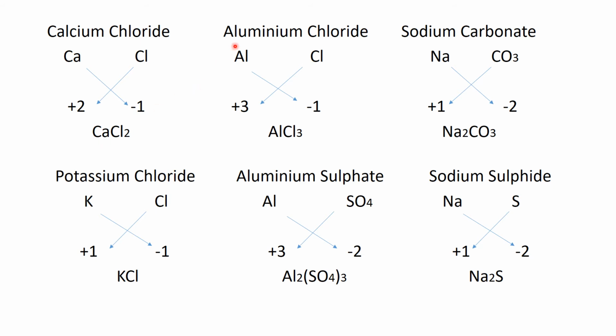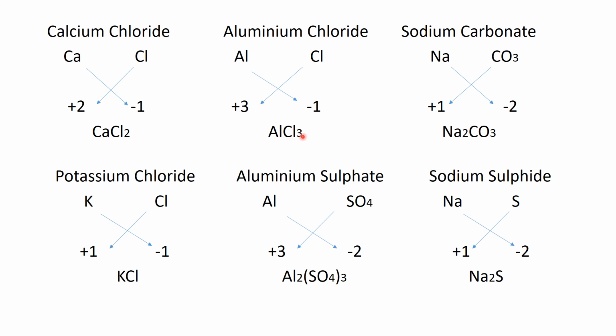Next, aluminium chloride. Again, first of all, write the symbol for aluminium, that is Al, and the symbol for chloride, that is Cl. After writing the symbols, write the valency. For aluminium it is +3, for chloride it is -1. Then cross the valencies. Aluminium will be multiplied by 1, it is Al. Chlorine will be multiplied by 3, Cl3. So you can see the formula becomes AlCl3 for aluminium chloride.